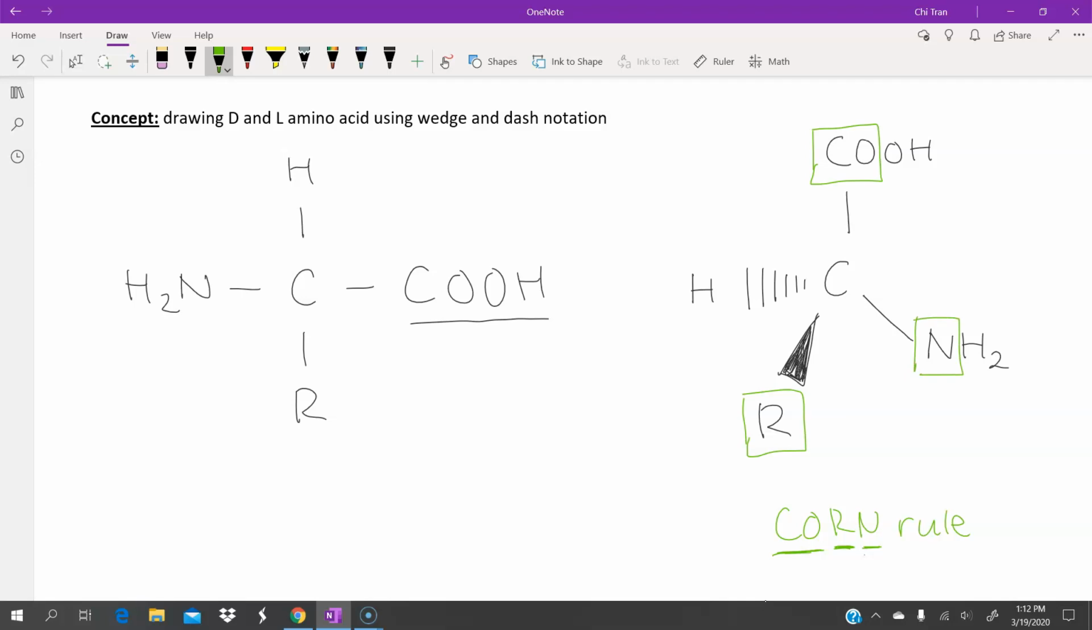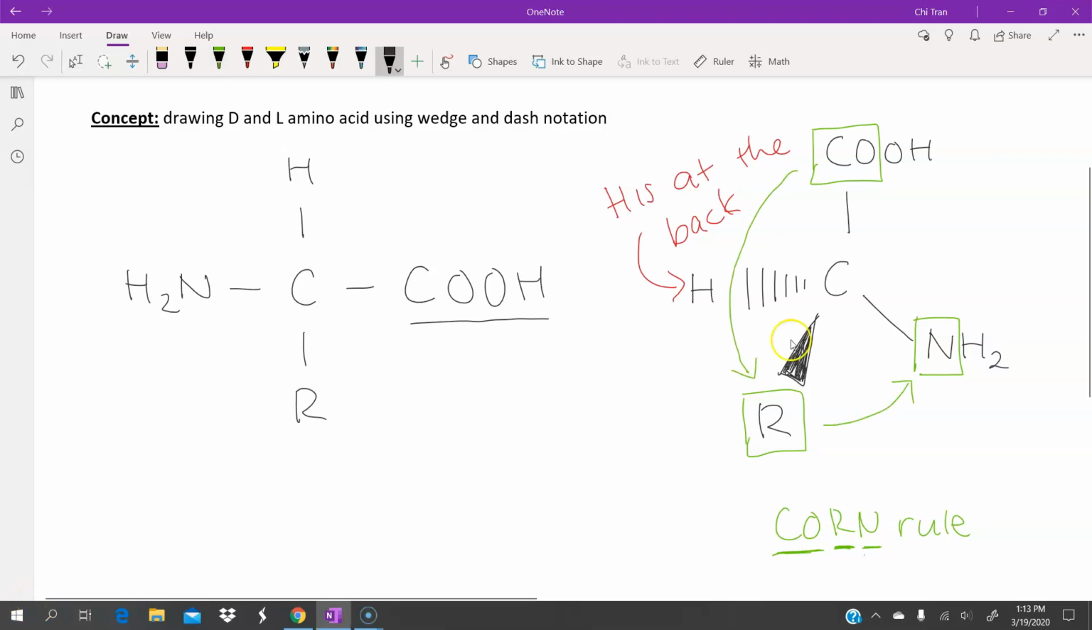And we would always set up our wedge and dash notation where hydrogen is at the back. And now we can use the CORN rule to determine whether it follows each other in an anti-clockwise or a clockwise direction. So here we have the CORN rule going anti-clockwise. Therefore, it is an L amino acid.